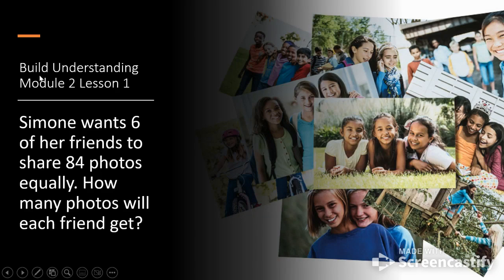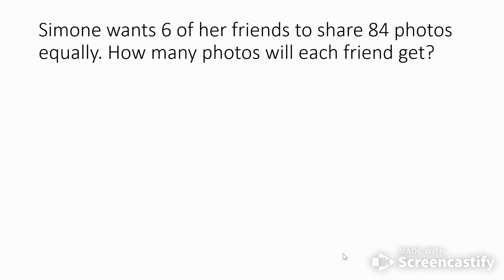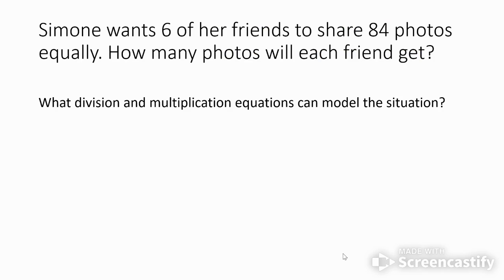So we're going to take a look at this problem here. Simone wants 6 of her friends to share 84 photos equally. How many photos will each friend get? Let's think about this. What division and multiplication equations can model this situation?